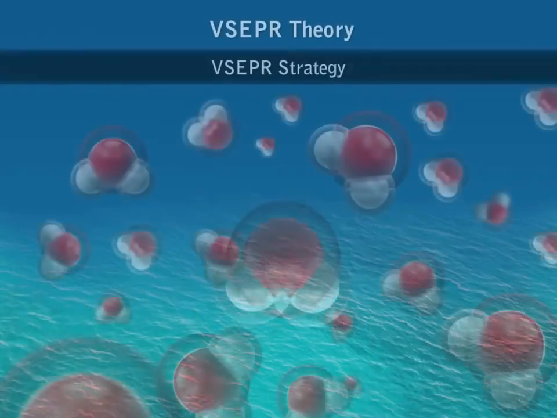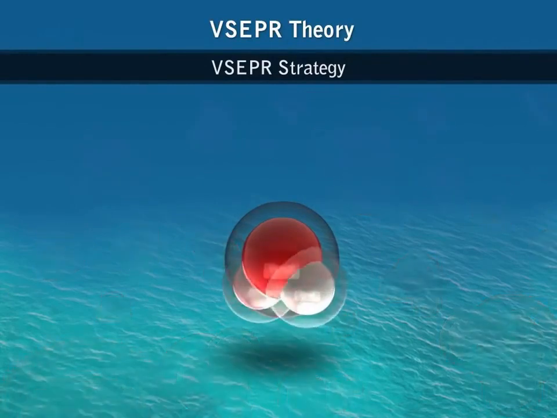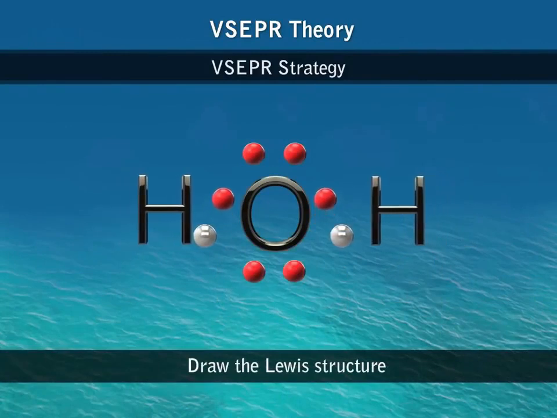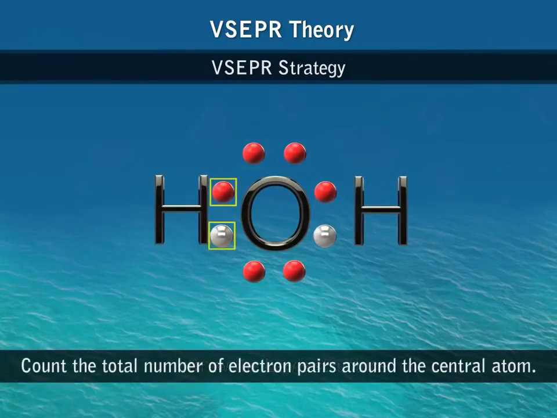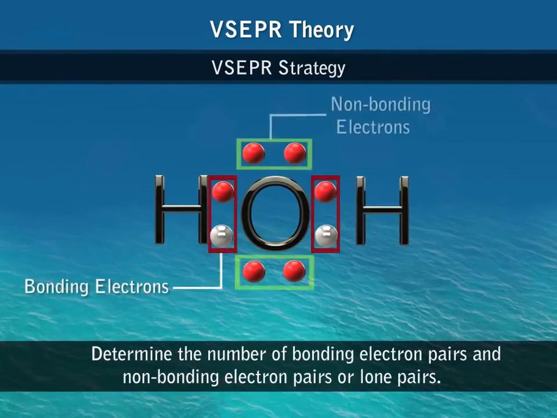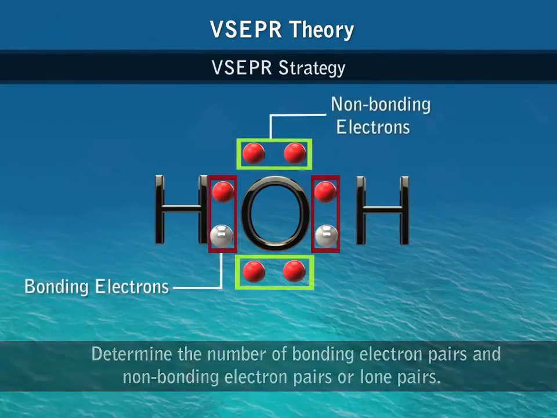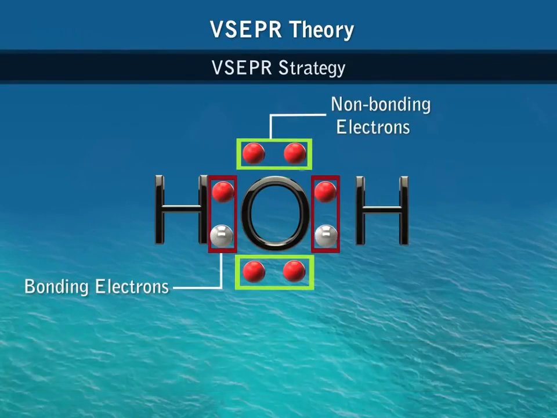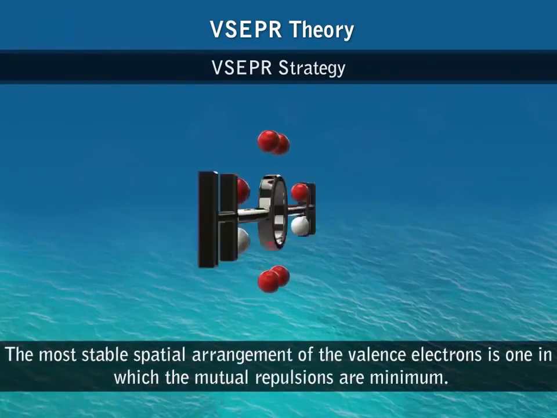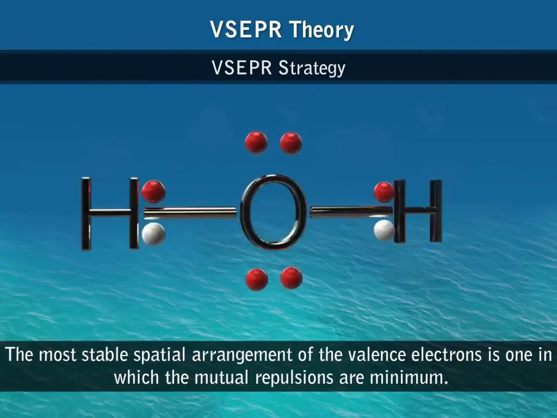VSEPR strategy. Let us now use the VSEPR strategy to predict the shape of a water molecule. First, draw the Lewis structure of the water molecule. Count the total number of electron pairs around the central atom oxygen in the molecule. Determine the number of bonding electron pairs and non-bonding electron pairs or lone pairs. A water molecule has 2 bonding and 2 non-bonding electron pairs surrounding the central atom, making a total of 4 electron pairs. The most stable spatial arrangement of the valence electrons is one in which the mutual repulsions are minimum.